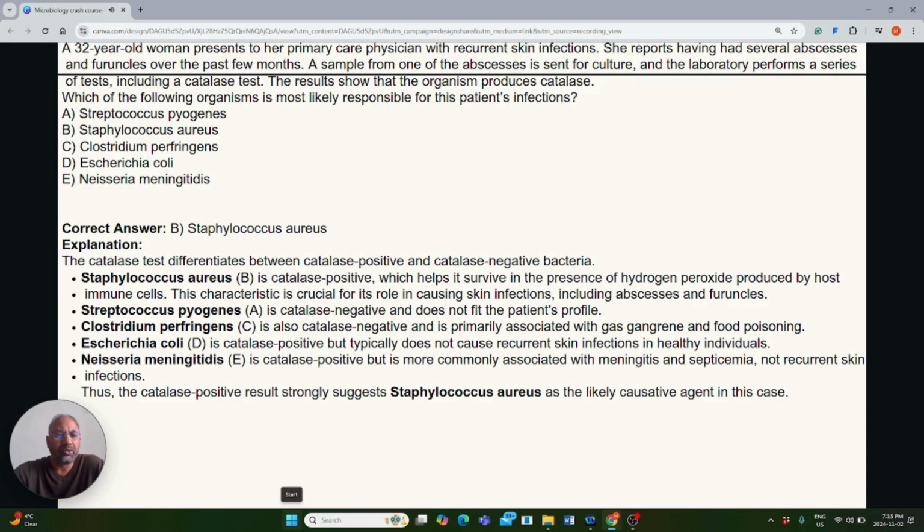So when we look at the choices, our choice becomes very simple. We do not even have to rule out anything. We have to keep our eyes focused on where the staph is mentioned, and the staph is mentioned in choice B. So that is Staphylococcus aureus, and the rest are all wrong, and the answer I have already given you. And the explanation also is that catalase positive means staph, and that should seal our diagnosis here. Okay.